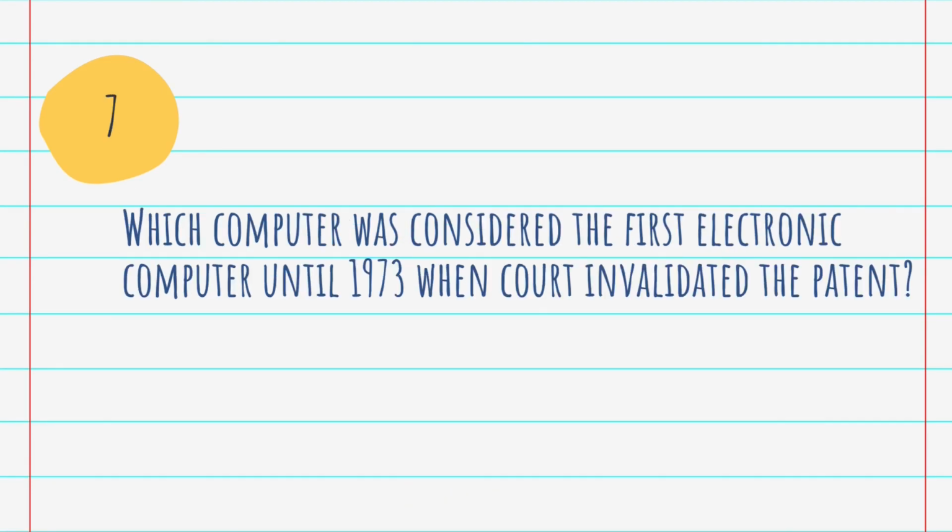Question number 7. Which was considered the first electronic computer until 1973 when court invalidated the patent? Answer is ENIAC, considered as the first electronic computer until 1973 when court invalidated the patent. At that time, ENIAC that had been created by John Mauchly and J. Presper Eckert was considered to be the first computer in the modern sense. But in 1973, a US District Court invalidated the ENIAC patent and concluded that the ENIAC inventors had derived the subject matter of the electronic digital computer from.